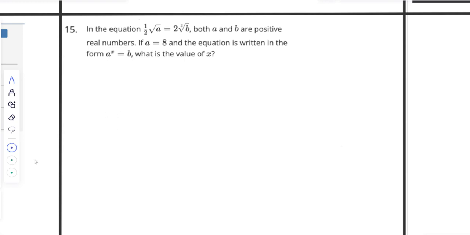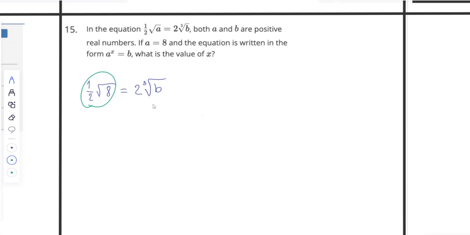We have this equation, 1/2 root a is equal to 2 cube root b. A and b are positive real numbers. If a equals 8 and the equation is written in the form a to the power x is equal to b, what is the value of x? Well, they gave us a, so we can now use this first equation to solve for b. So if 1/2 square root of 8 is equal to 2 cube root of b, I can start to undo the operations on this b side to be able to solve this.